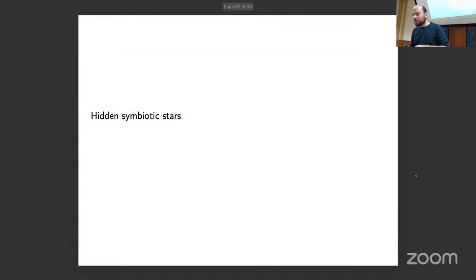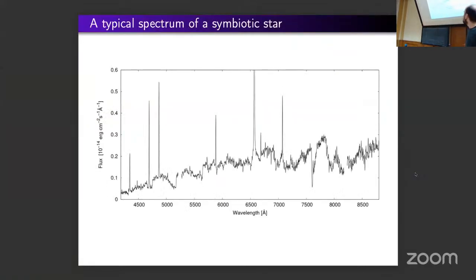So another hot topic important for discussion about symbiotic stars is the so-called hidden symbiotic stars that in recent years appeared in the literature. So what is a hidden symbiotic star? A normal symbiotic star has a red giant spectrum, so a lot of molecular bands in absorption and a lot of emission lines, because the wind of the red giant is being heated up and ionized by the hot white dwarf.